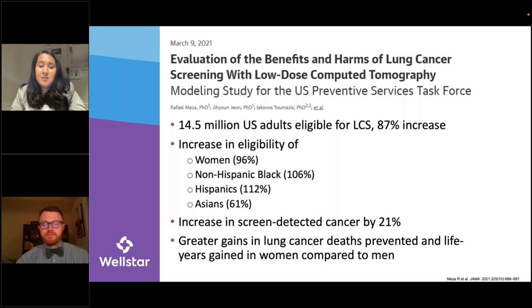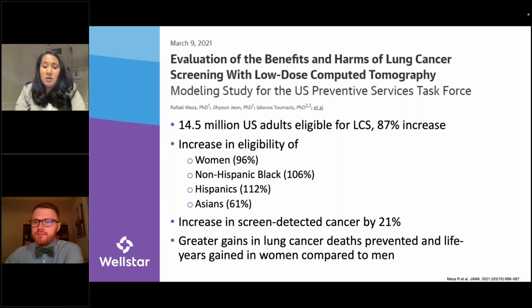So you can see the non-Hispanic Black population, the Hispanic, even the Asian population has had an increase in their eligibility than before. And really, what does that ultimately lead to? It ultimately leads to greater gain in lung cancer deaths prevented, and definitely life years gained, as you can see, specifically in women compared to men across all of these races.